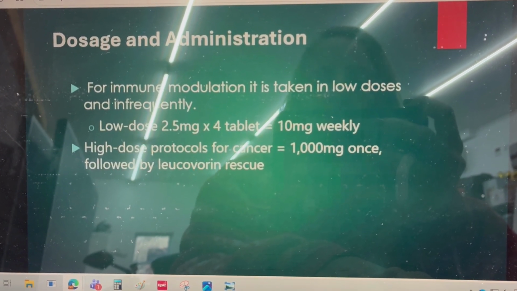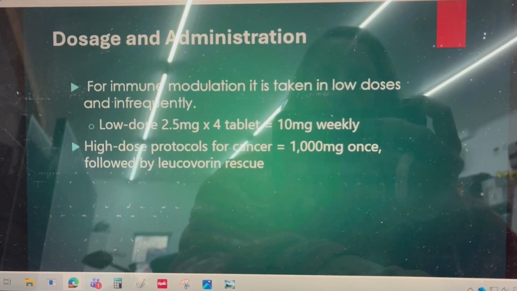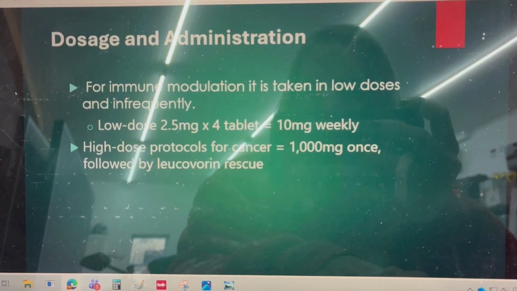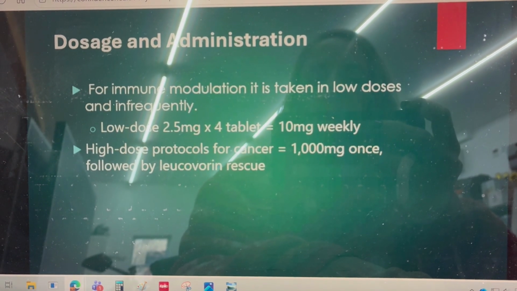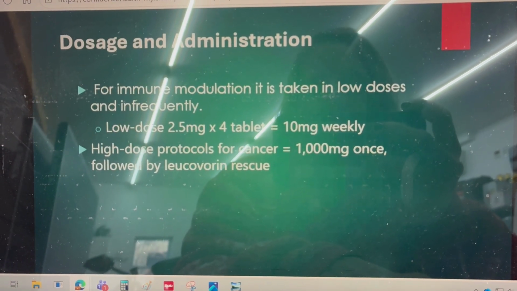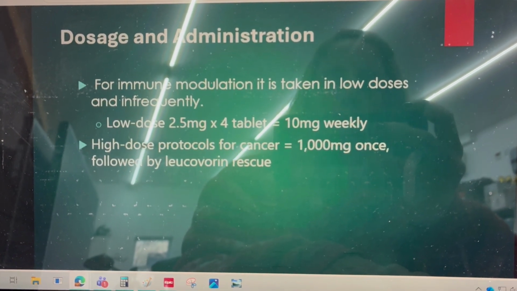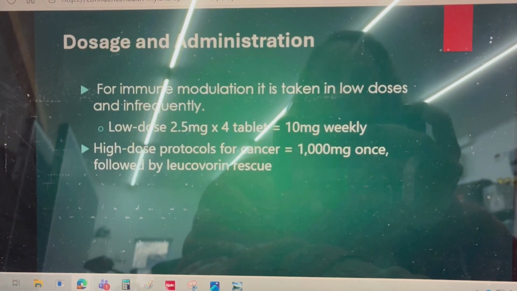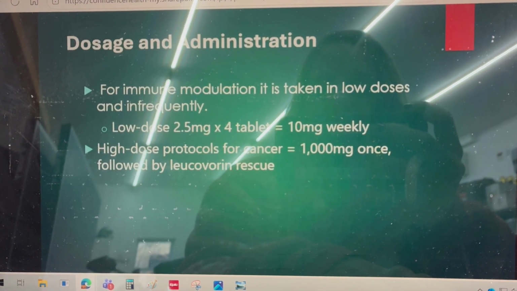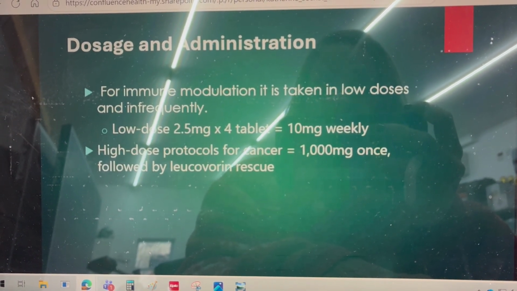The high-dose protocols are used for cancer. We won't get into this too deep, but it's a 1,000 milligram one-time dose followed by a leucovorin rescue. Ben can explain that more, but the high-dose protocols of methotrexate can be fatal, and that's why they do the leucovorin rescue right afterward.